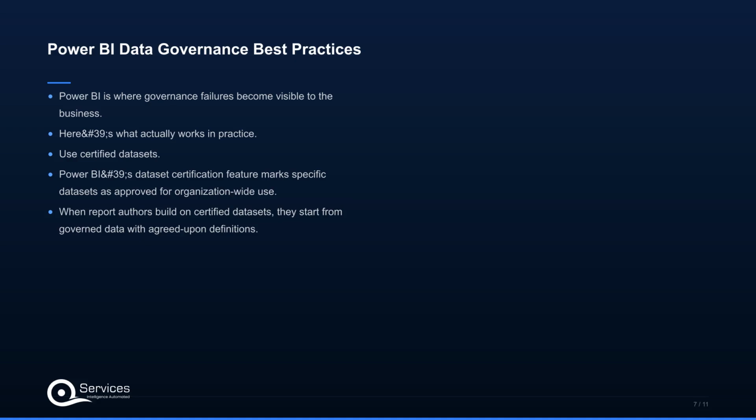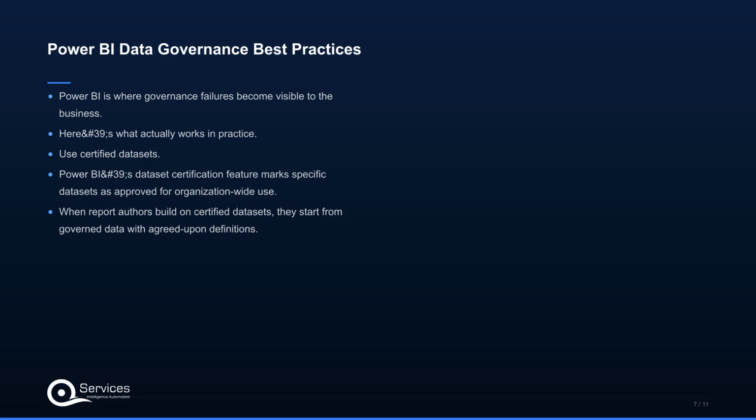Now, Power BI data governance best practices. Power BI is where governance failures become visible to the business. Here's what actually works in practice. Use certified datasets. Power BI's dataset certification feature marks specific datasets as approved for organization-wide use. When report authors build on certified datasets, they start from governed data with agreed-upon definitions. Without certification, every analyst creates their own version and definitions drift within weeks. Enforcing certification as a team standard is one of the highest leverage governance actions available at no additional license cost.